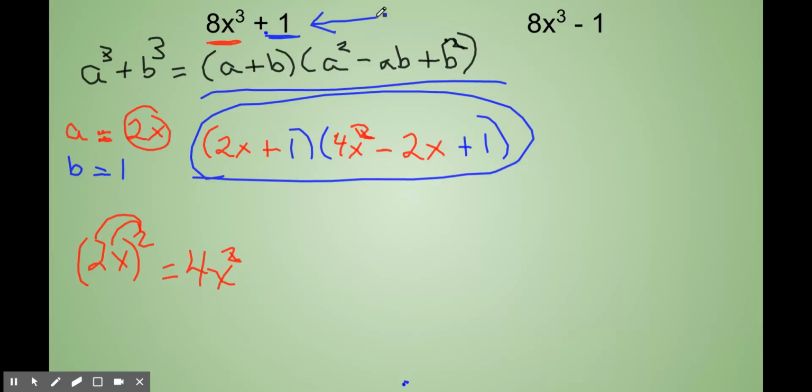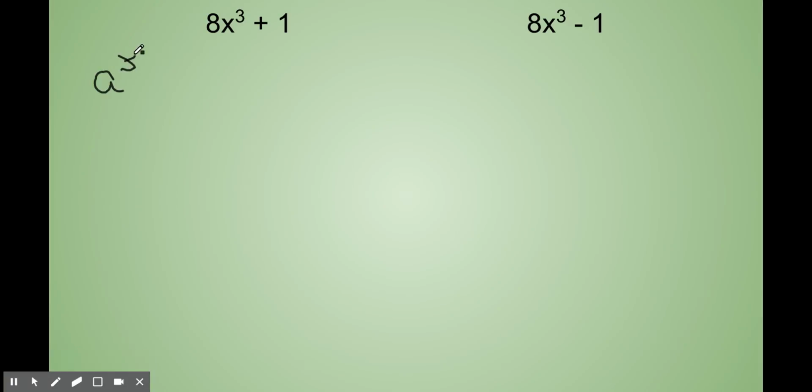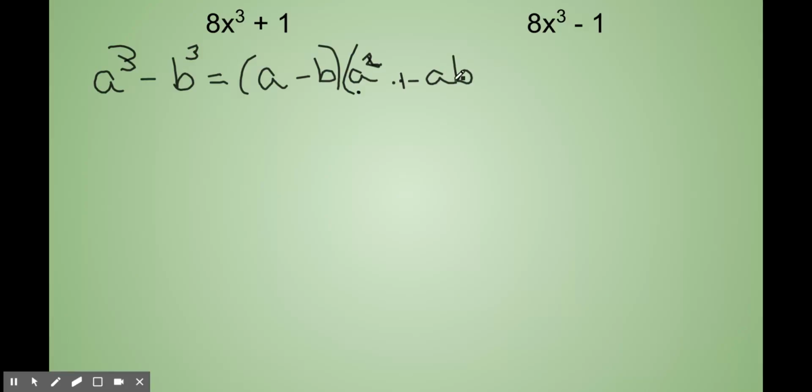Now I'm going to give you the similar example with 8x cubed minus 1. So as we said earlier, for the difference of cubes, we're going to have a cubed minus b cubed is equal to the quantity of a minus b times the quantity of a squared plus ab plus b squared.